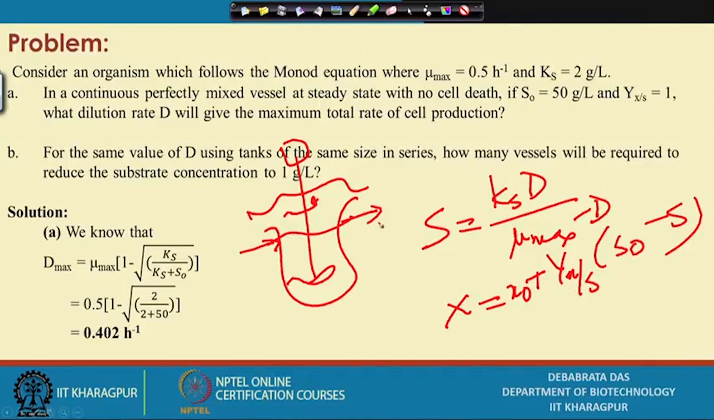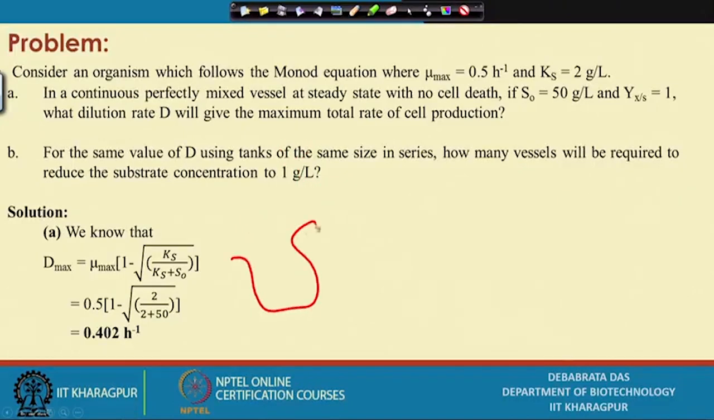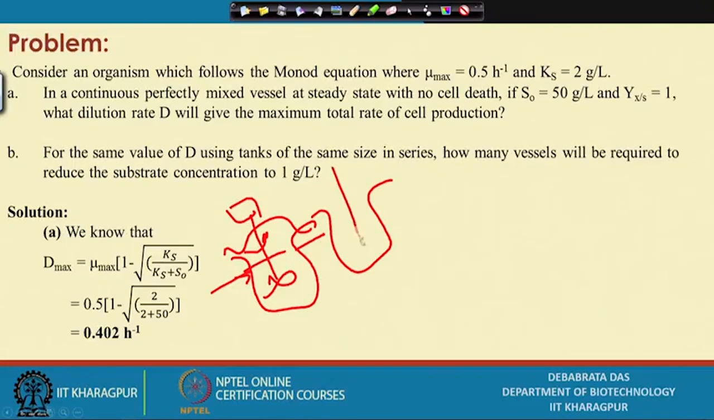But what will happen when this is connected with another CSTR? Suppose this is a CSTR, this is one reactor, and again it is connected with another reactor. So, how can you analyze this? The only difference is that when we analyze one reactor, we assume X 0 equal to 0, am I right? But when you go for the second reactor, this is first and second, here X 0 is not equal to 0.